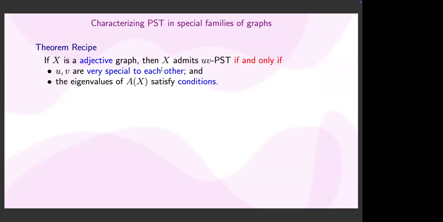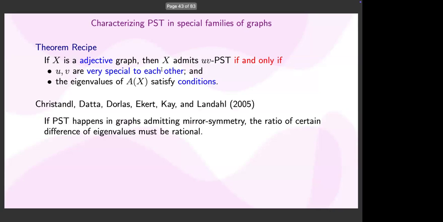So you restrict yourself to a very small class of graphs so that your mathematics becomes easier. And then you say that the graph, which we're denoting X, has perfect state transfer between some pair of vertices if those vertices are very special to each other, and also the eigenvalues satisfy conditions. So now what do we have to do? We have to say what it means to be very special, and what these conditions are. Even in the very first theorem that they have, which is apparently this one from 2005. No, this is not the first paper. This is some later paper.